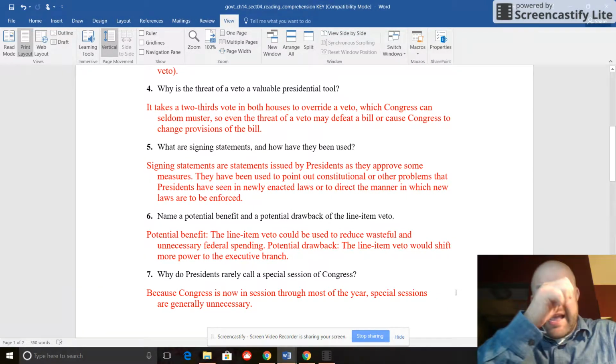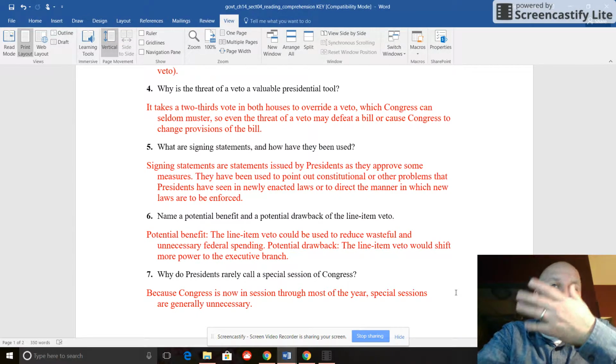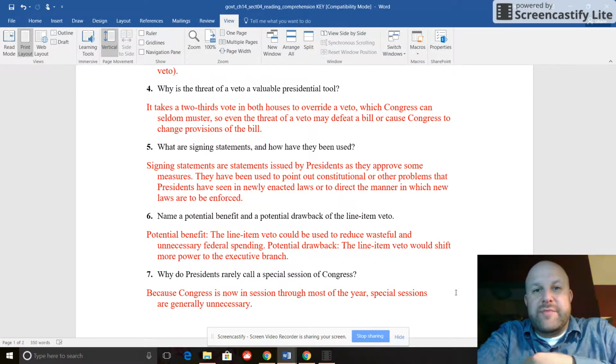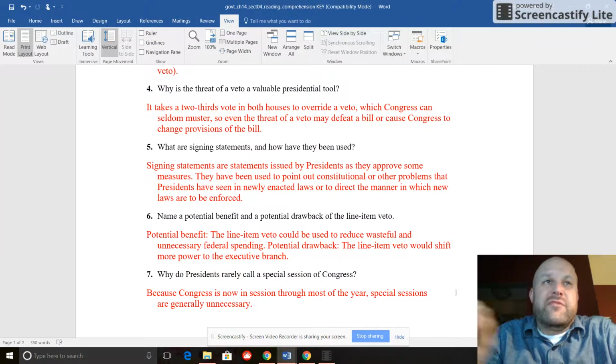Presidents since Grant, and this became especially prevalent with Bill Clinton, have wanted a line item veto. In fact, they passed a Line Item Veto Act. The line item veto basically says that the president can cross out lines that he doesn't like in certain legislation, which could be used to reduce wasteful and unnecessary federal spending if there are riders on it that have pork. But the drawback is it does shift more power to the executive branch, because they have the right to just cross out items they don't like before signing the bill.